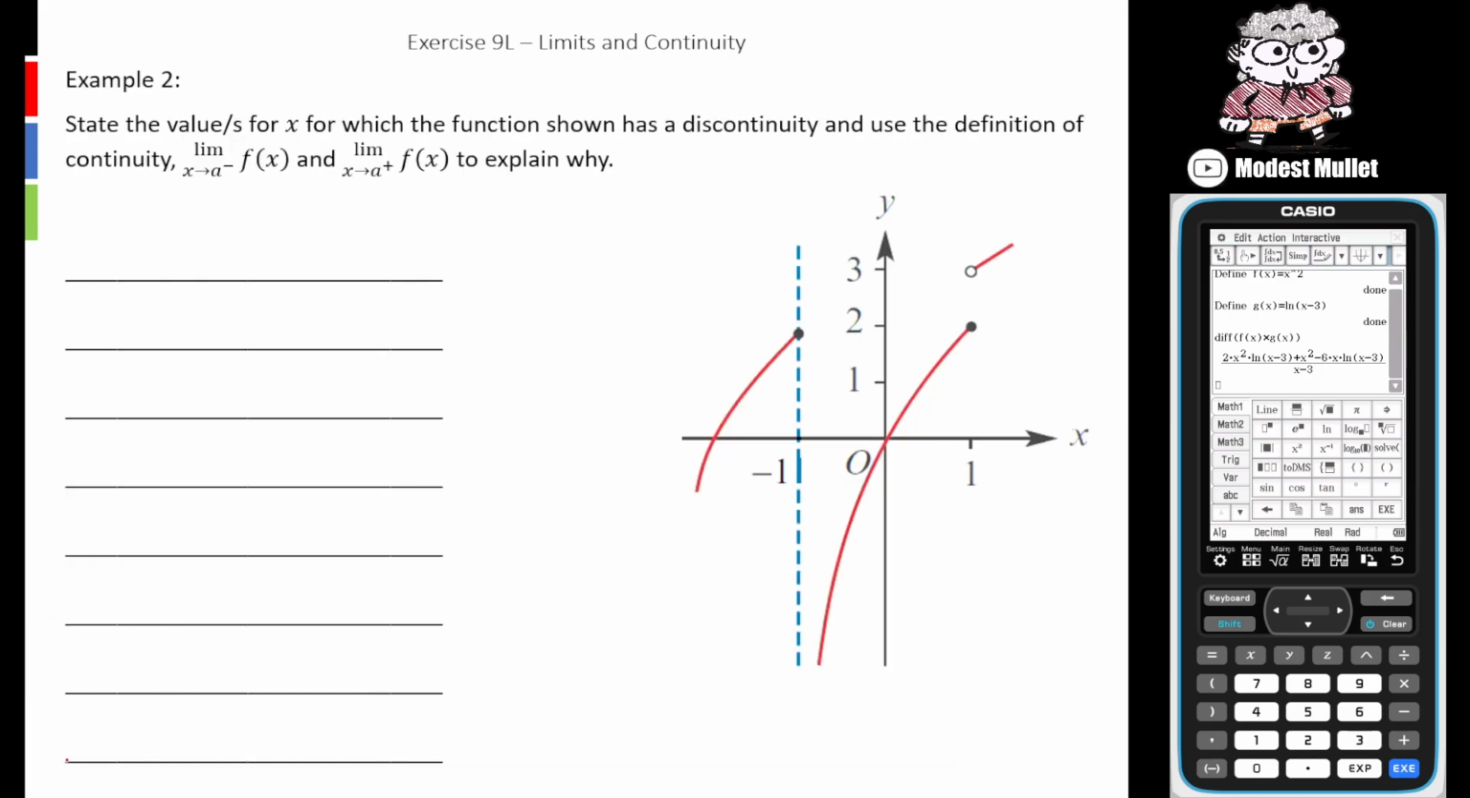So let's jump into a couple of examples. State the value or values of x for which the function shown has a discontinuity, and use the definition of continuity to explain why. So there are actually 2 points where this is the situation.